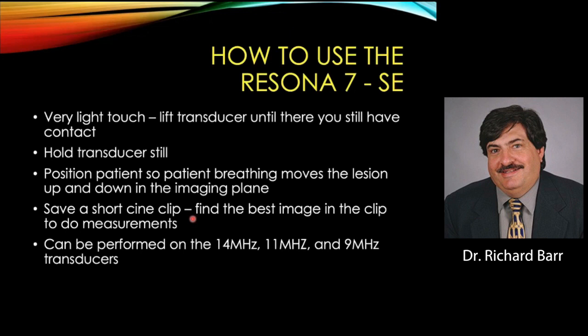So if this hand is the transducer and this is the lesion, we want the lesion to be moving up and down like this in the plane. We don't want it doing this. So again, sometimes you have to move the patient, particularly if the lesion is lateral. You may have to oblique them a little bit to get them to do that correctly.